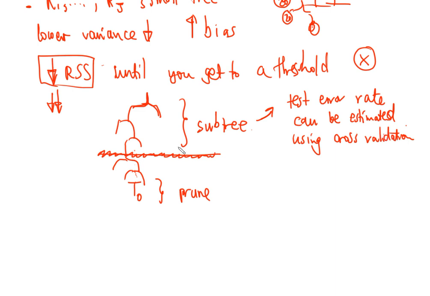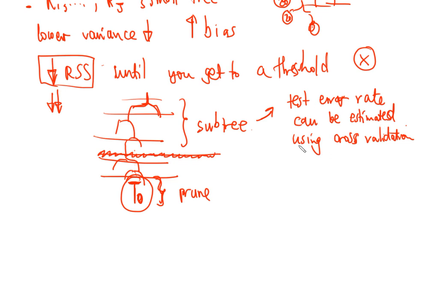The naive way would be to say, okay, we've grown this tree for as much as we can. We have created the father of all trees, the T naught, right? And then let's start creating subtrees. We create this subtree here, create a subtree there, and so on. And then for each of those subtrees, we can calculate the test error rate using cross-validation. That's the naive approach, right?